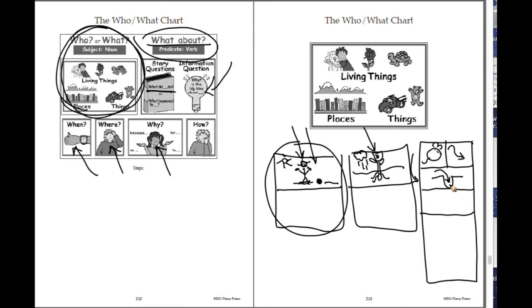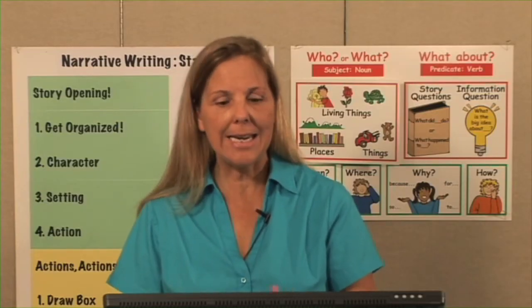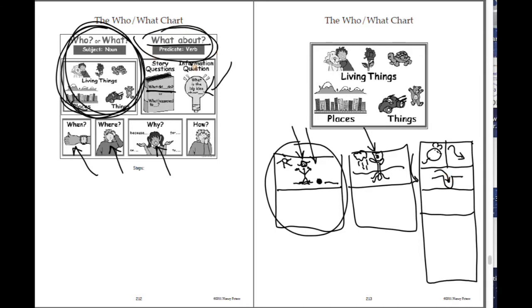went into a hole. Now they need to form their sentence because they're drawing their picture for meaning, but how do they come up with a sentence? We go back to the who-what chart. Who or what's doing the action? The mouse. What's another way to say mouse? He. What did he do? What about the mouse? What did the mouse do? He jumped into the hole. We have our mouse ran across the field. Then we have he jumped into a hole.